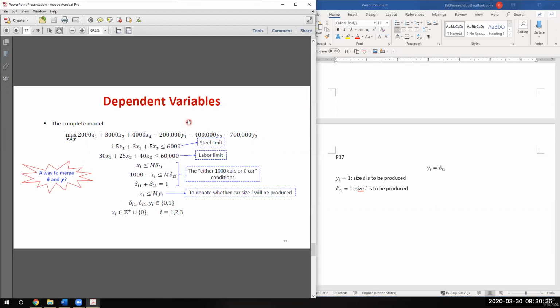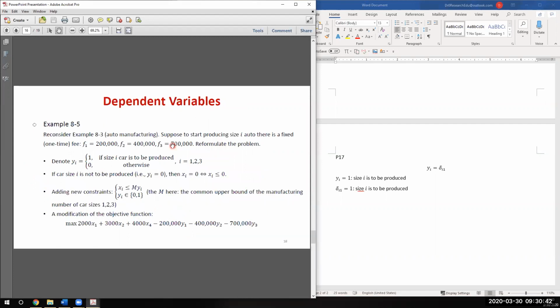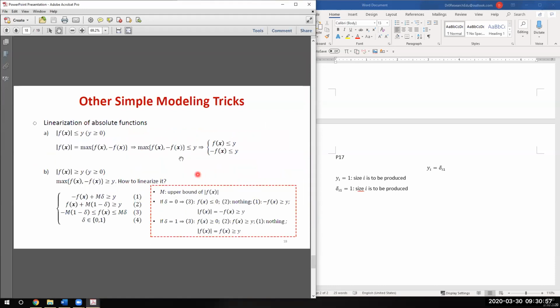Okay, and after it, I'm going to introduce some simple modeling tricks. So one of them, oh, by the way, any questions about the dependent variables, including the practical problems, not only the modeling itself? No? Okay. In the next thing, we're going to introduce some simple modeling tricks.